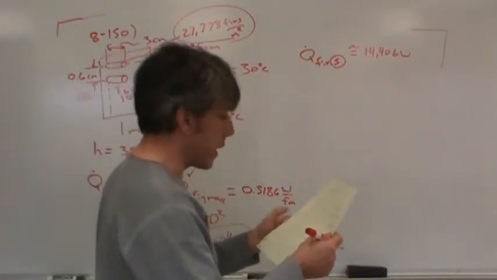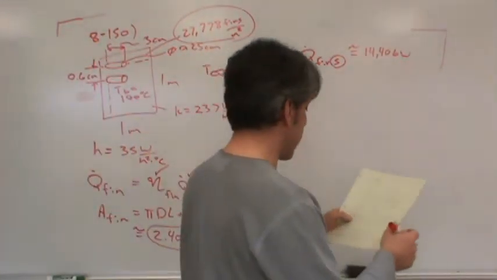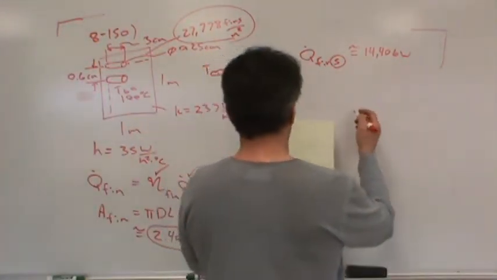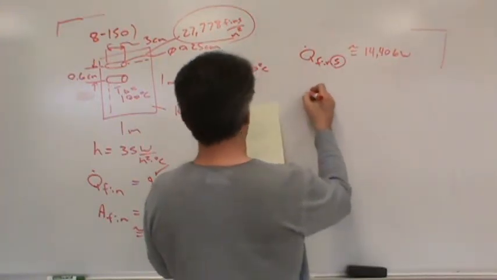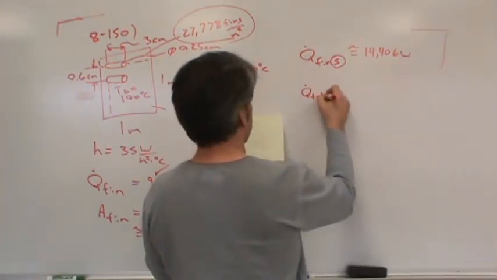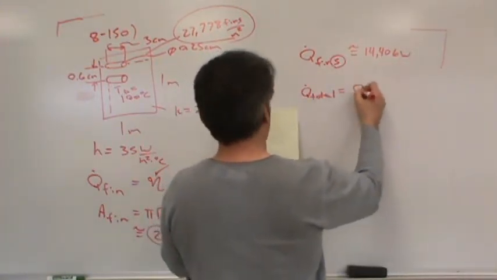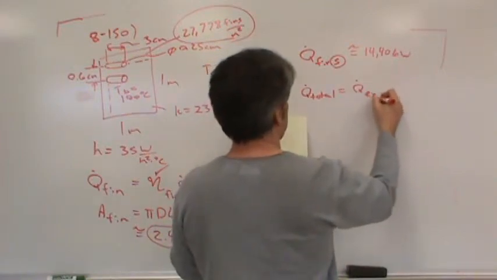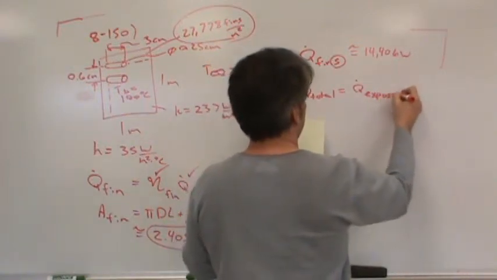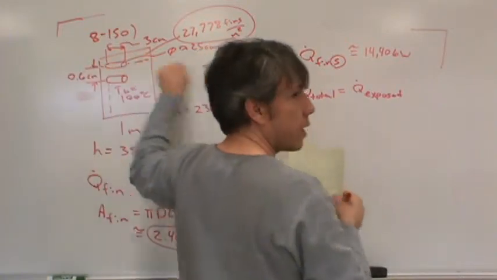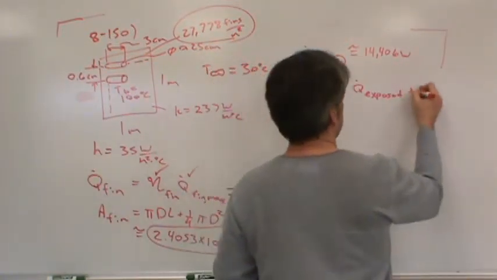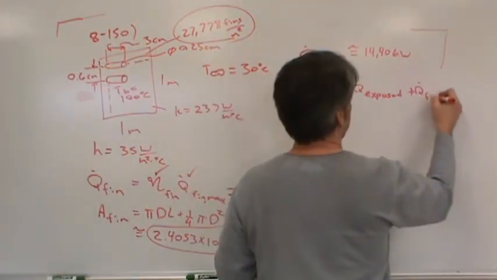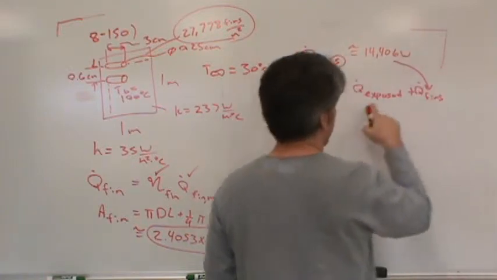I did that somewhere here. I can't find it. I don't want to waste time on the video. But I calculated that the total heat transfer rate would be the heat transfer rate from the exposed area, that's the area that's not underneath the fins, plus the heat transfer rate from all the fins, which of course we already know this piece, but we don't know this.